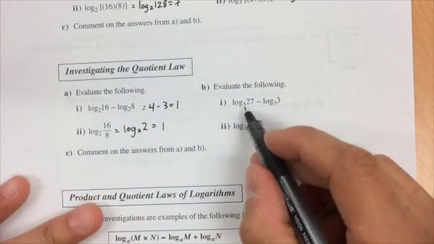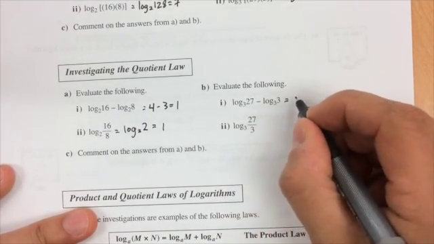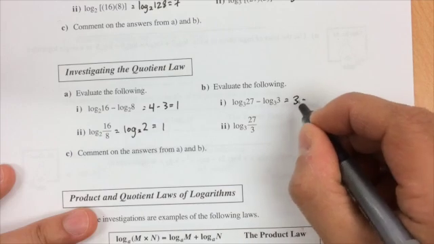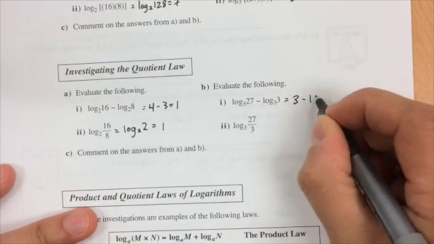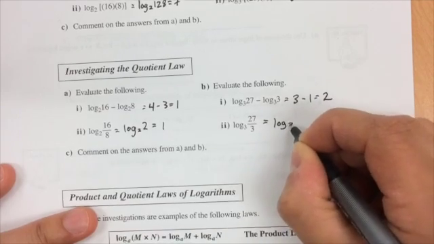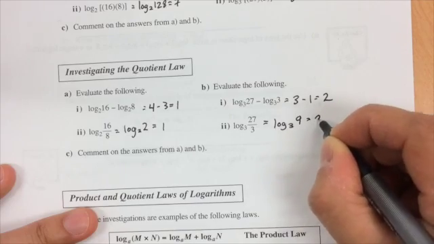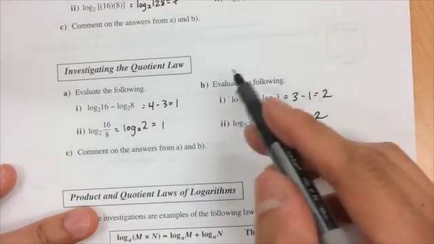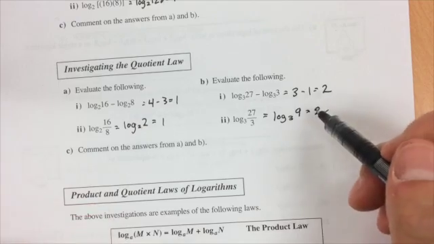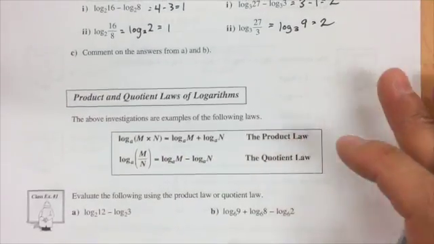Log 3 of 27 minus log 3 of 3. Well, 3 to the power of 3 is equal to 27. 3 to the power of 1 is equal to 3. So I get 2. And I can rewrite this next one as log 3 of 9. And 3 squared is equal to 9. And so again, both answers are the same. Okay, so let's now look at the product and the quotient laws.